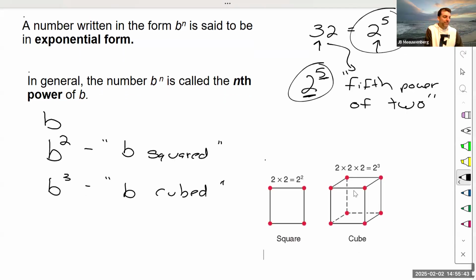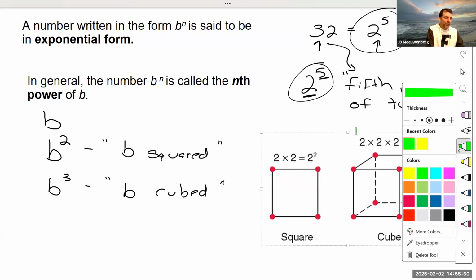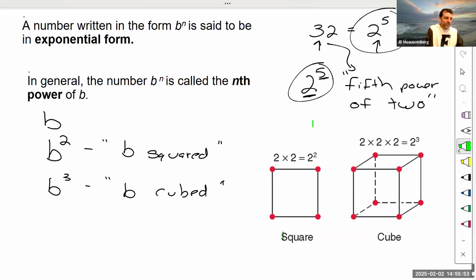And so you can see from this figure right here, 2 to the 2nd power. If we look at this image on the left here, which is a square, 2 times 2 is 2 to the 2nd power, right? You have 2 times 2, 1, 2, 3, 4. So they would say that 4 is what we call a square number. Okay, this shows 2 times 2, 2 this way, 2 this way, and it actually makes something that looks like a square.